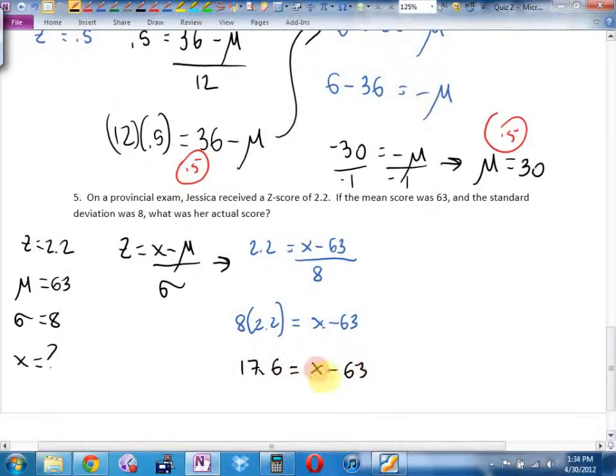Sam, how would I get the X by itself? How would I move this over? Again, sorry. Add what? Yeah. Add, what am I adding? Yeah, there. So yeah, add 63 to both sides. So we're going to get this. 17.6 plus 63 equals her actual score. So her actual score is 80.6.